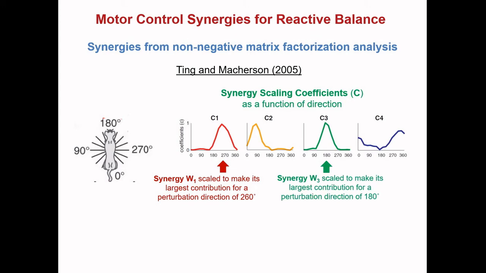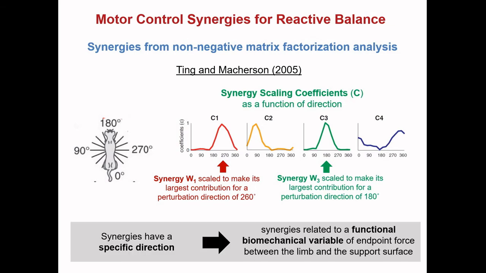In contrast, we see that synergy W3 is scaled to make its largest contribution for a perturbation direction of around about 180 degrees. In sum, when we look at each of these different scaling coefficients, what we're seeing is that each of these 4 synergies is recruited for specific directions of balance compensation. The implication here is that reactive balance synergies have a specific direction to them.